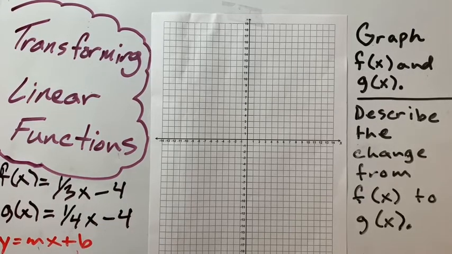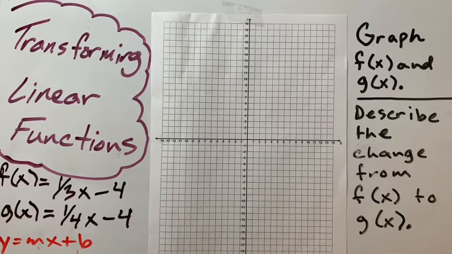All right, so just like we did before, we're going to follow these instructions. We're going to graph f of x and g of x, and then we're going to describe the change from f of x to g of x. So let's go ahead, and I have our slope-intercept form here, y equals m times x plus b, where m is the slope and b is the y-intercept. So we're going to plot the y-intercept first, and then we're going to use the slope to get to the second point, and then we're going to draw our line.